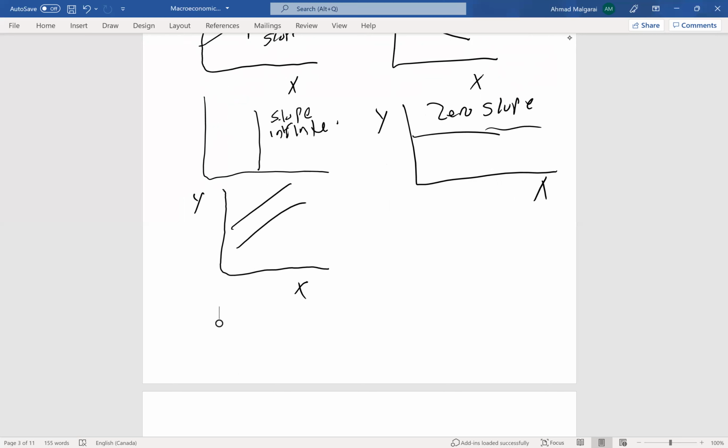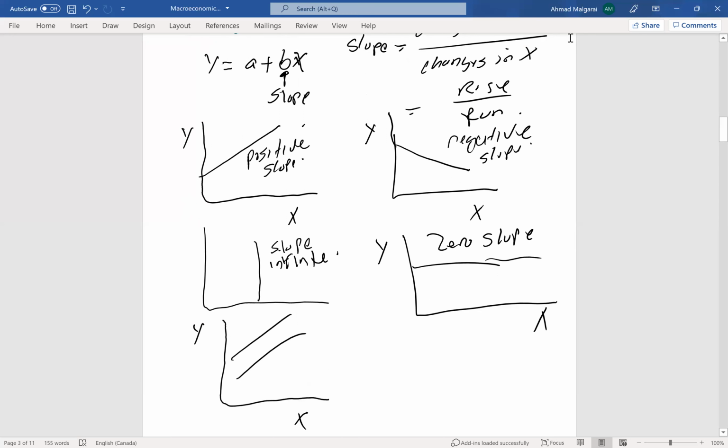A parallel slope is where we have two lines. These two lines are parallel, so their slopes are equal. The only thing is that they have different intercepts. Their intercepts are different, but their slope is the same. So if we look here, this is negative, a typical downward sloping demand curve, which says that demand declines as price increases, and vice versa.